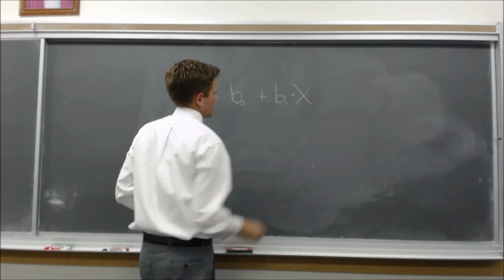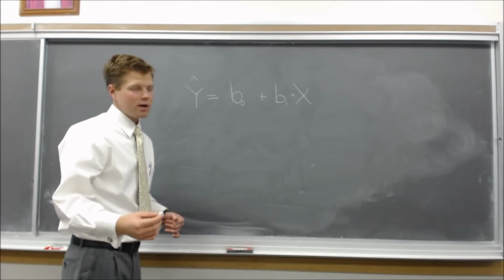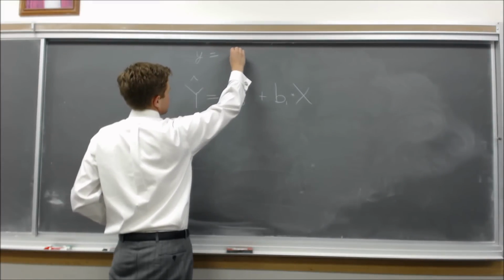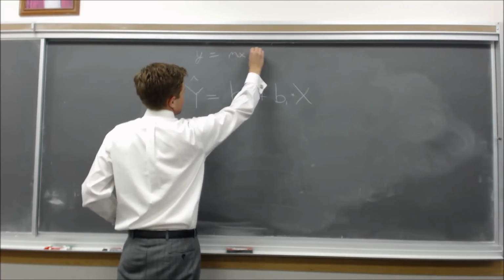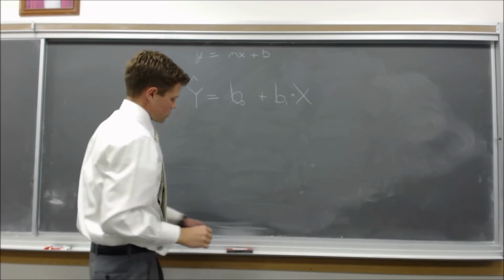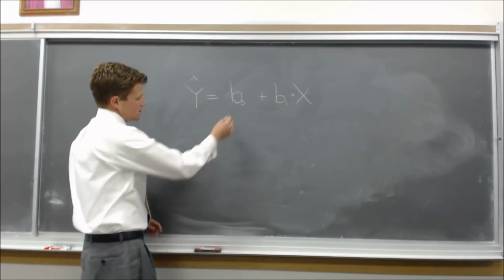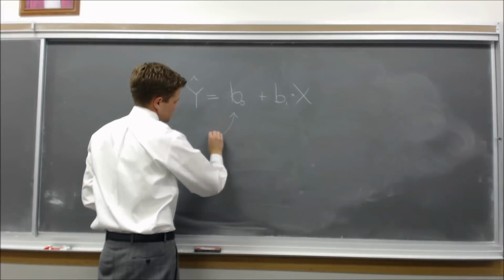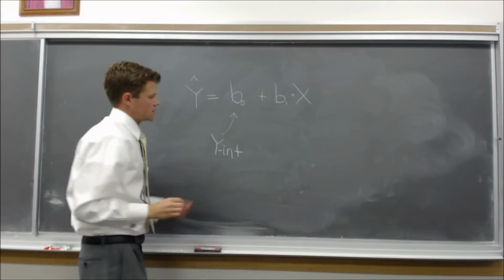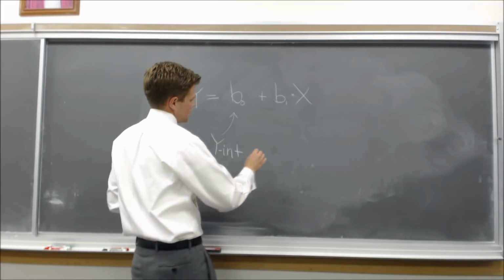times our x. Okay, if you'll remember back to your algebra, this is very similar to y equals mx plus b. Okay, but we've switched these two around. So we now have our y-intercept first. So the y-intercept is our b naught, and our b1 is the slope.